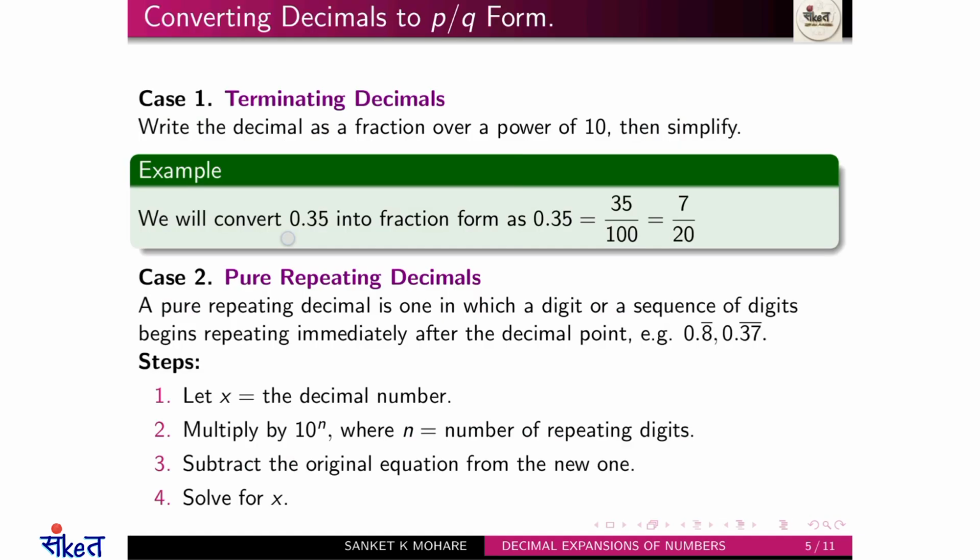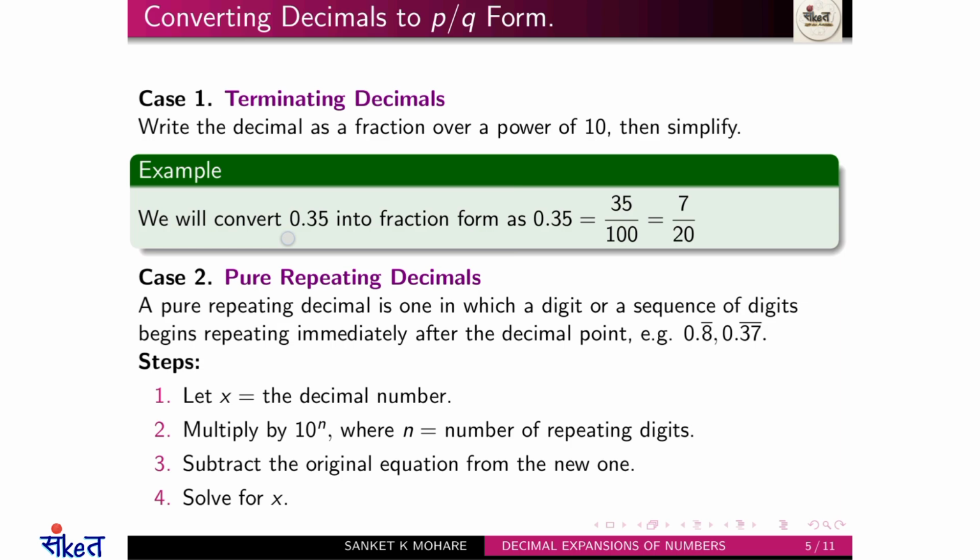Converting decimals to p by q form. In this topic, we will learn conversion of decimal numbers into the form of p by q, where p and q are integers, q is non-zero. Basically, here we are going to discuss three cases. The first case is terminating decimals, the second case is repeating decimals, which is further divided into two cases: pure repeating decimals and general repeating decimals. So we'll discuss first the case of terminating decimals.